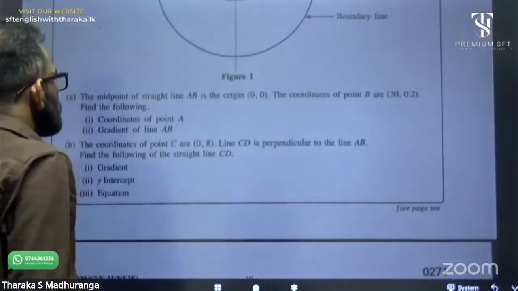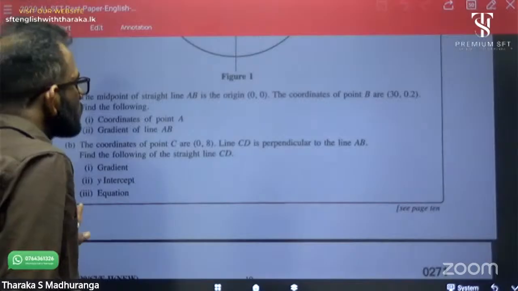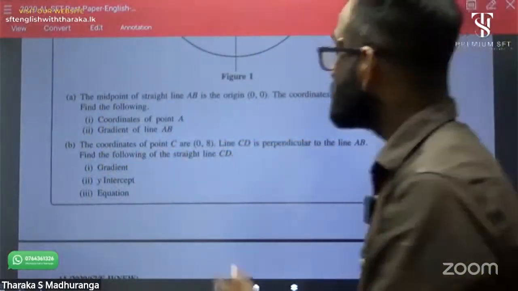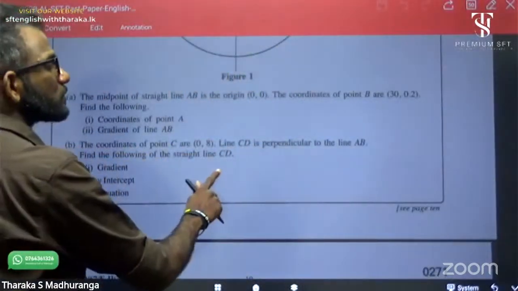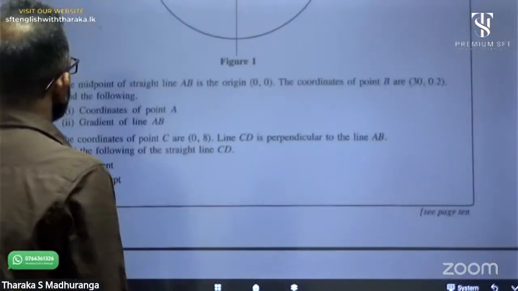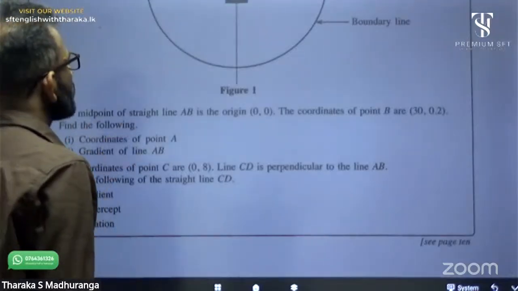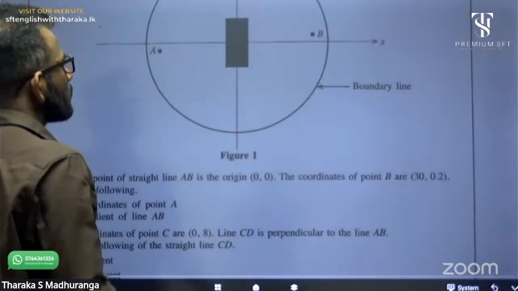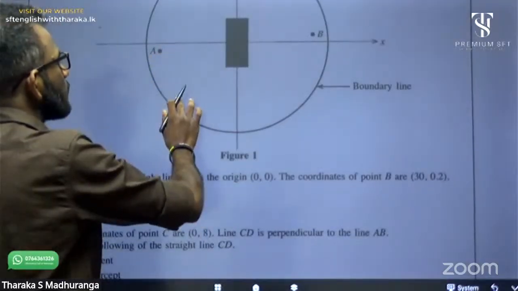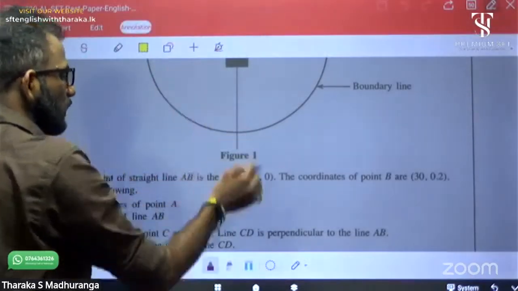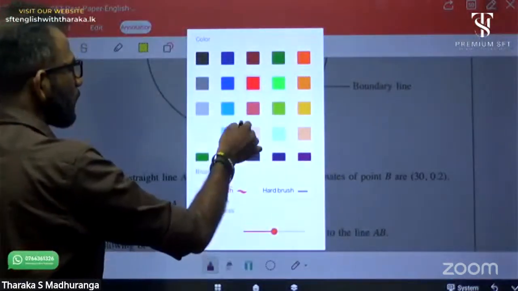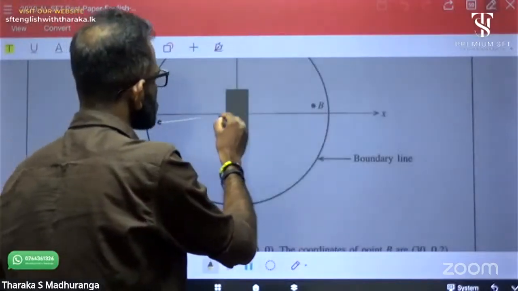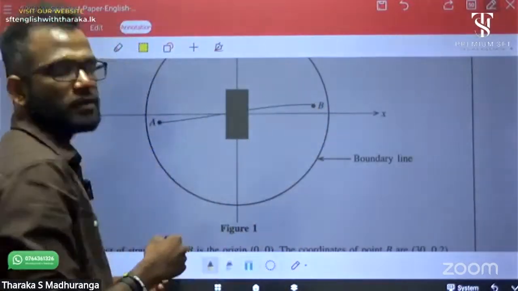The midpoint of straight line AB. Okay, where is AB? AB is a straight line now. Let's draw AB as a straight line like this.